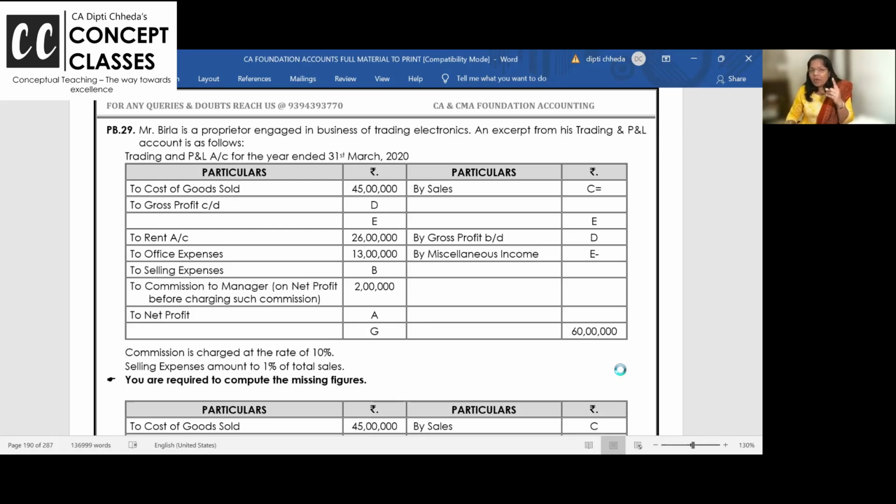The very first problem, if you remember, I had solved for adjusted purchase like that. GP is given, miscellaneous income is there, rent is there, office expense, selling expense, commission and net profit. Commission is charged at 10%. Selling expenses are 1% of the sales. All right.